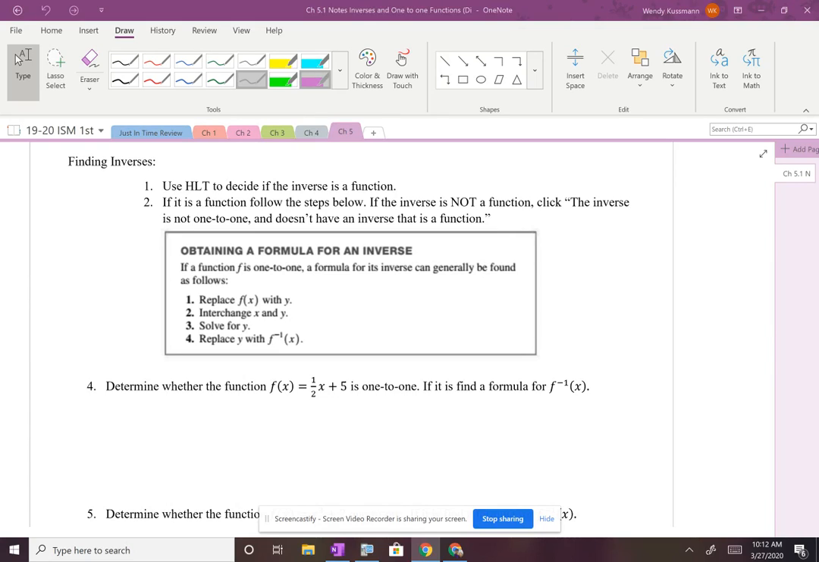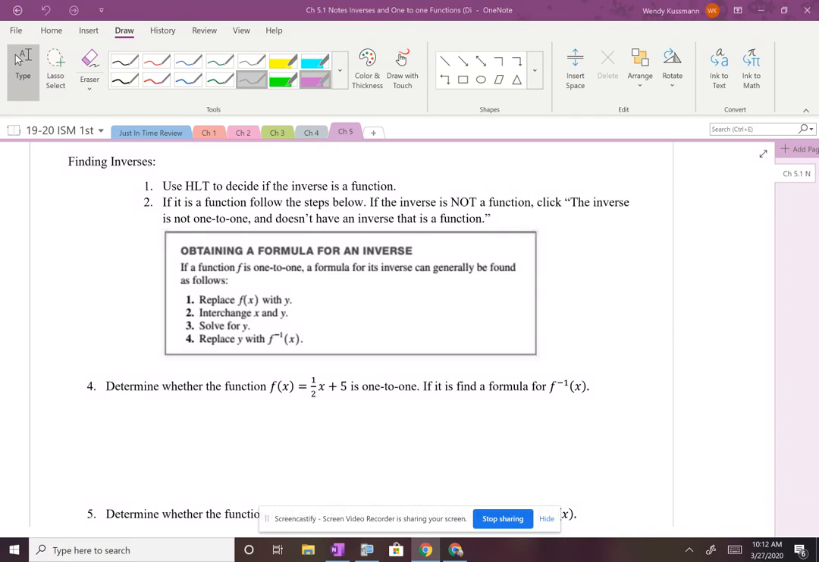Determine whether the function f of x equals 1/2 x plus 5 is 1-to-1. If it is, find a formula for f inverse of x. If it's not, we're not going to find the formula. So the first thing you can do is, since you have a graphing calculator right now, I will just let you use that. You should know this is the equation of a line.